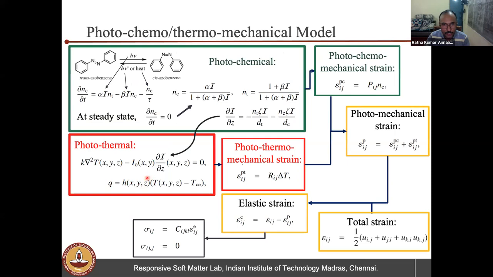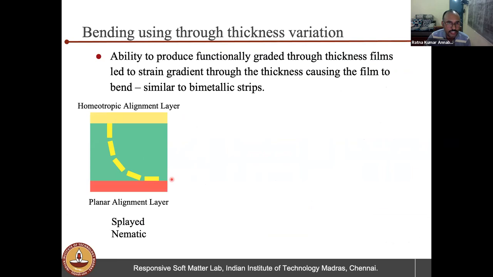If you look at this previous equation, this is the stress-strain relation, and here you have the elastic property matrix. This elastic property matrix will not be an isotropic matrix in these liquid crystal systems. Rather, it will be a transversely isotropic matrix. That means there is a directional dependence depending upon how the mesogens are oriented. As a result, you get a through-thickness gradient in the material property. At the same time, you also have a through-thickness gradient in the concentration, which results in a through-thickness strain gradient, which leads to the bending of the film.